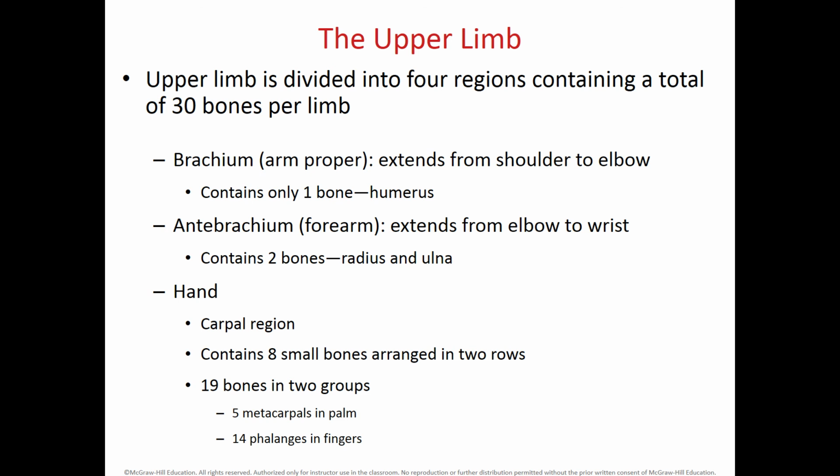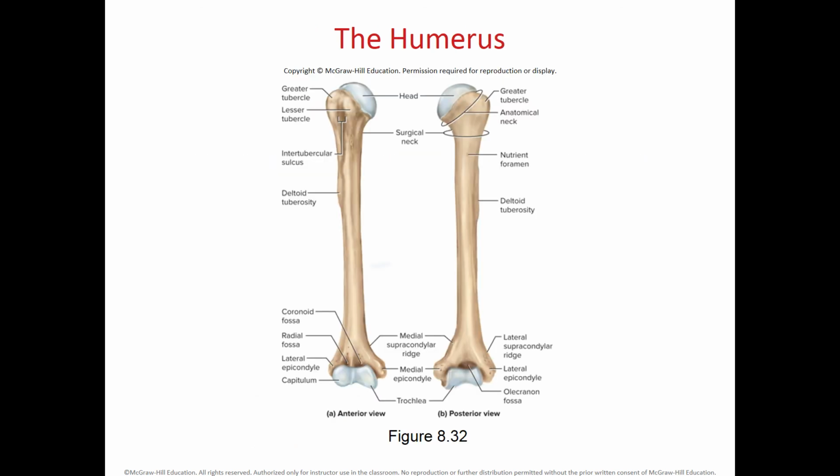And within our hands, we have two groups of bones. We have the metacarpals in the palm, and we have the phalanges in the fingers. So we have 5 metacarpals and 14 phalanges. Out of these, the phalanges and the metacarpals don't have a specific name. You just number them from lateral to medial, 1 through 5. And then the rest of the bones are very easy to learn because the names are not special as well. So this is the arm bone, this is the humerus.